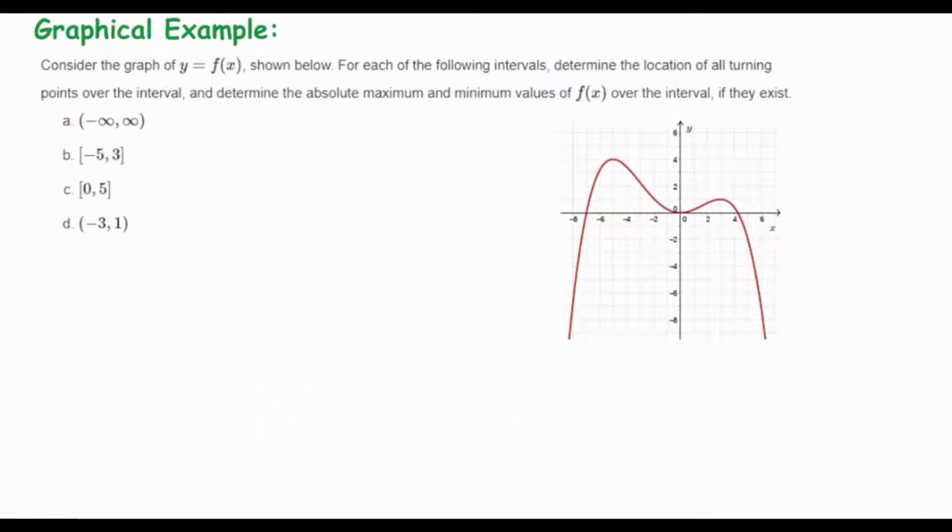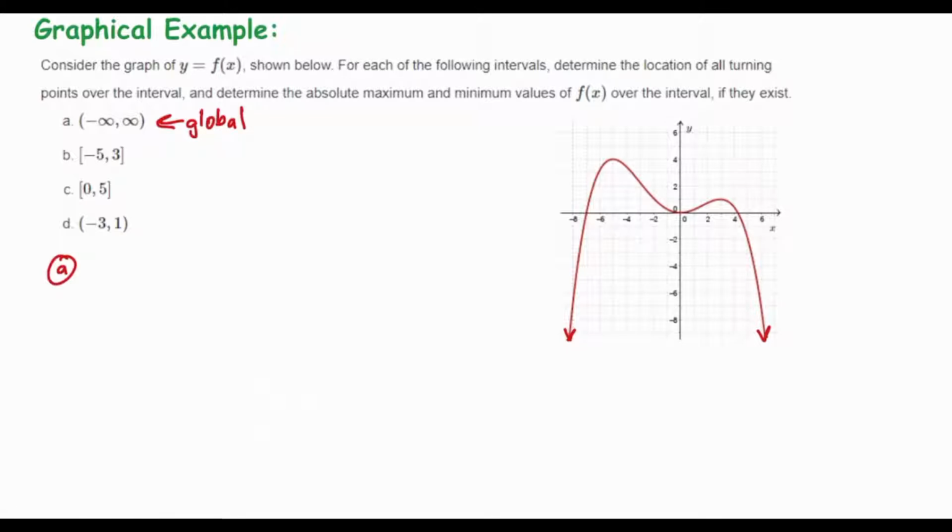So in our graphical example here, we are asked to consider the graph of y equals f of x as shown below. For each of the following intervals, determine the location of all turning points over the interval and determine the absolute max and minimum values of f of x over the interval if they exist. The first interval we are asked to look at for a is negative infinity to infinity. And that means that we are looking at the entire length of our function. And so we are going to be finding the global max and the global min in this case.